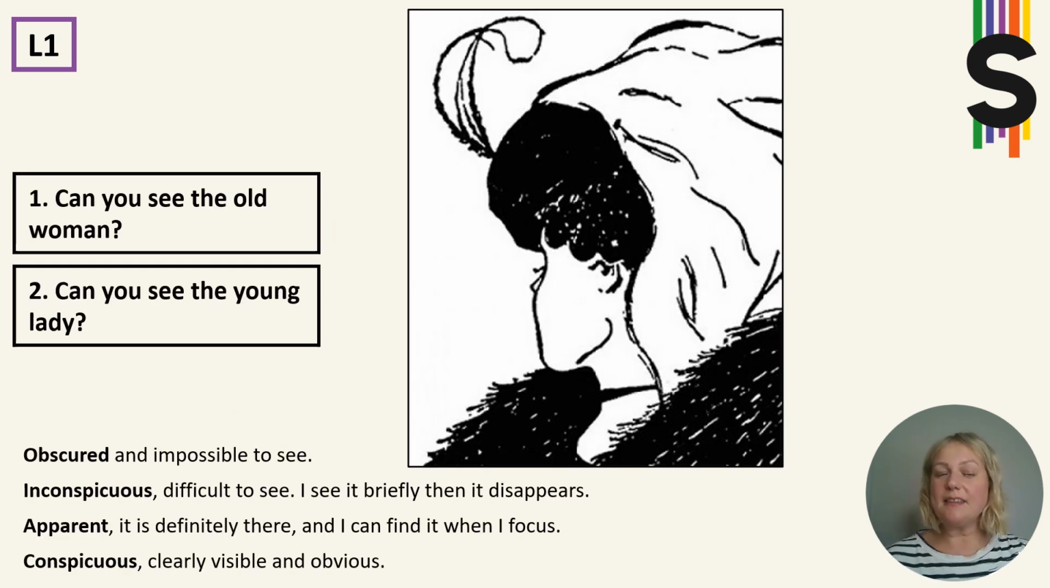You can see the task here is all about optical illusions. So they've got to look at the optical illusion and label it. So is this obscured or impossible to see? Is it inconspicuous, apparent or conspicuous? So applying their learning.